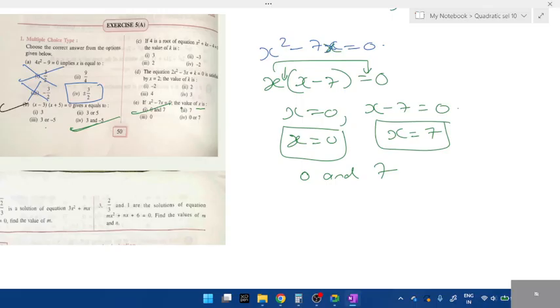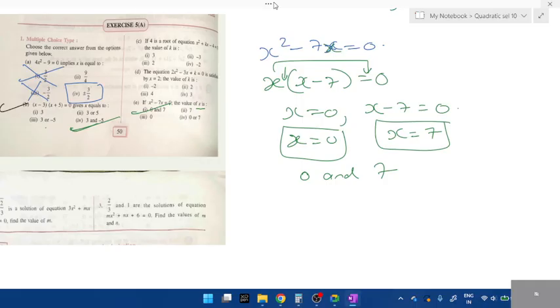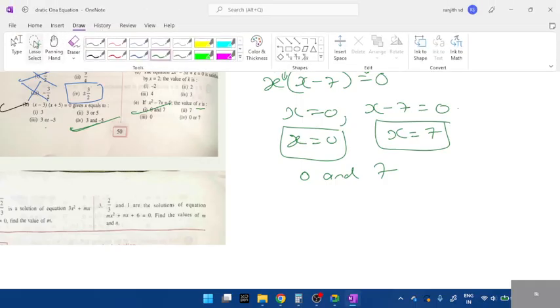D, D, I didn't do. I gave it for homework. Here. Yeah. C1 we got minus 3. This one. Sum and product rule, Bhargavi. This is using sum and product.